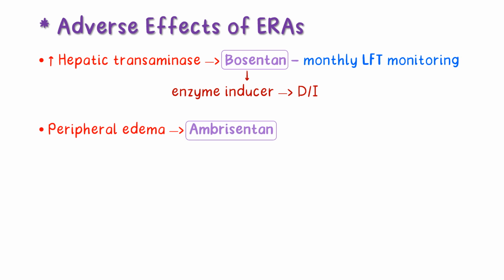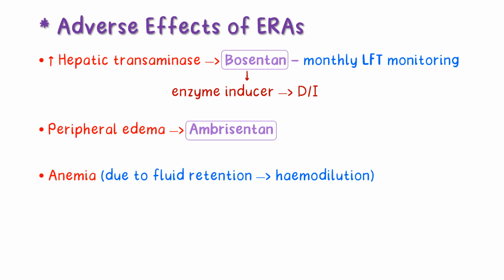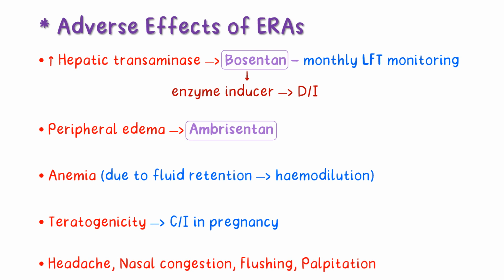Peripheral edema occurs mainly with ambrisentan. Mild anemia with all ERAs is due to fluid retention and consequent hemodilution. All ERAs are contraindicated during pregnancy as found teratogenic in animal studies. The other side effects include headache, nasal congestion, flushing, and palpitation.